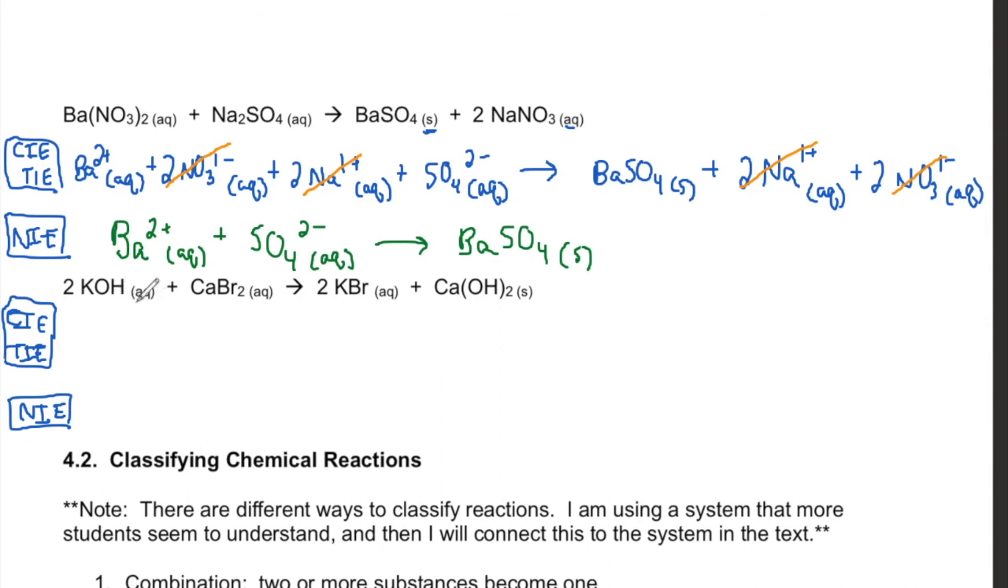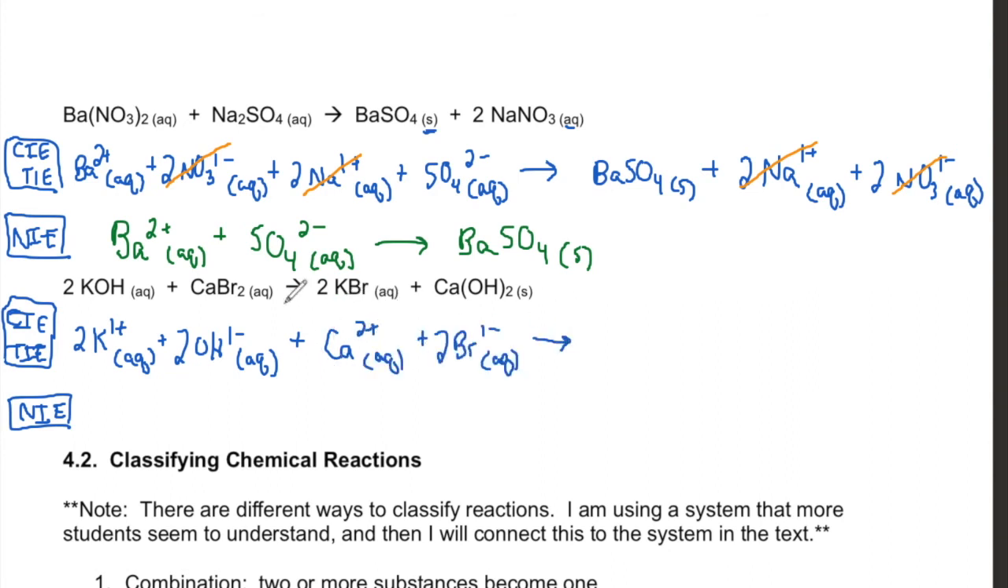Okay, so here we have an aqueous ionic compound, so it's separate. The next one is also separated. It's an ionic compound that is dissolved. The next one is also a dissolved ionic compound, so it's separate. And the next one is an ionic compound, but it is solid, so it's together.